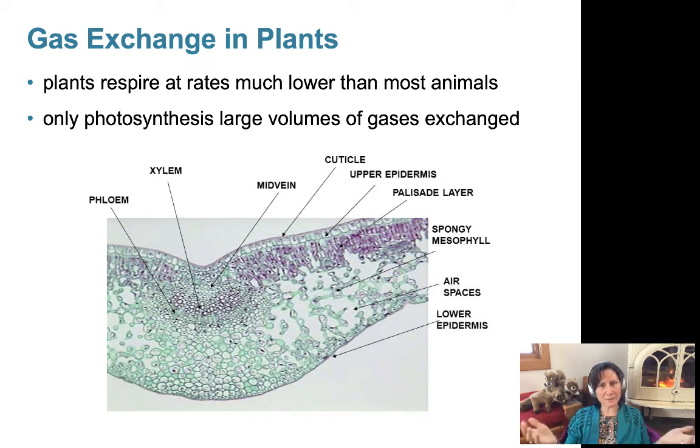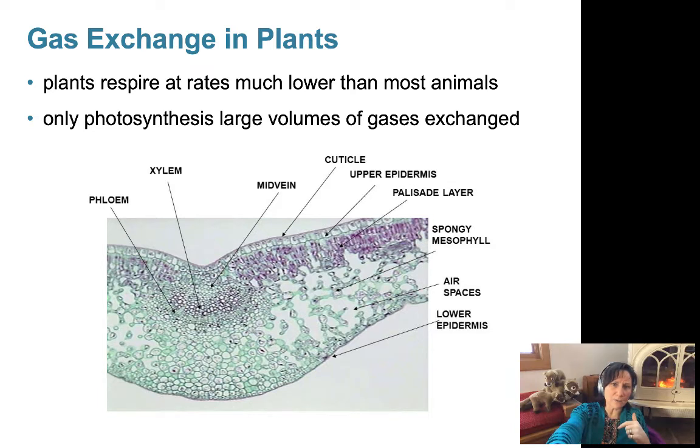Now, as it happens, plants respire at much lower rates than animals, even when they're actively photosynthesizing. When they're actively photosynthesizing, they are using quite a lot of gas exchange. But even when they do that, it's still at a much lower rate than animals. Now, what this picture is showing you is that sometimes there are pockets of air spaces within those leaves that will facilitate some gas exchange.